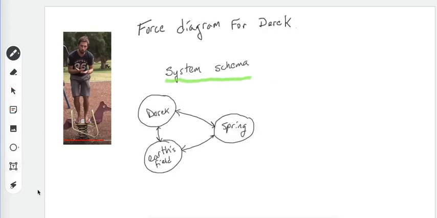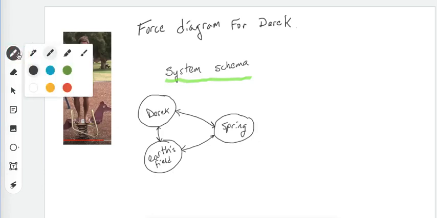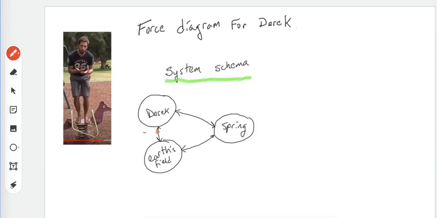I'm going to now walk through how to construct a force diagram for Derek. So Derek, I'm going to declare as my object of interest. I'm going to first grab a writing tool, and I'm going to draw a dotted line around Derek's symbol in the system schema. And then I'm going to notice that there are two lines of force crossing the dotted line. We've got the force between Derek and the Earth's field, and we have the force between Derek and the spring.